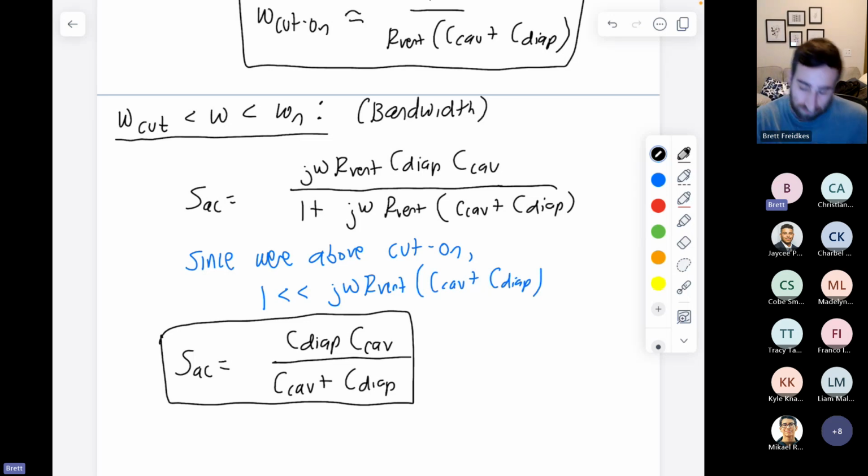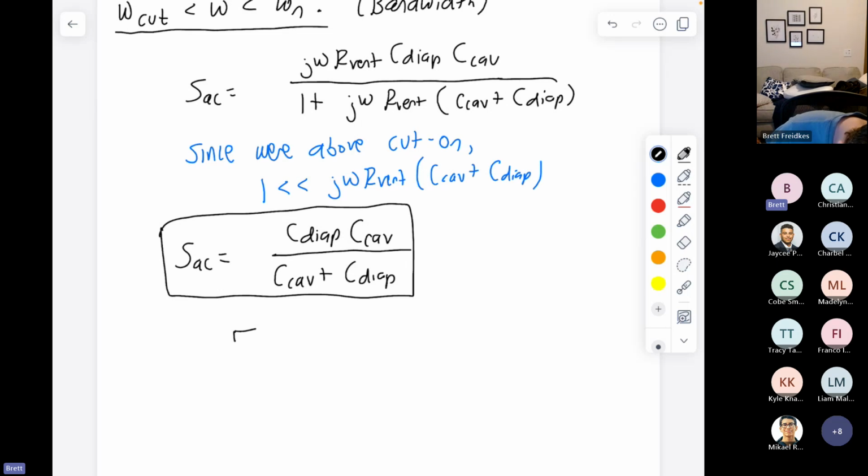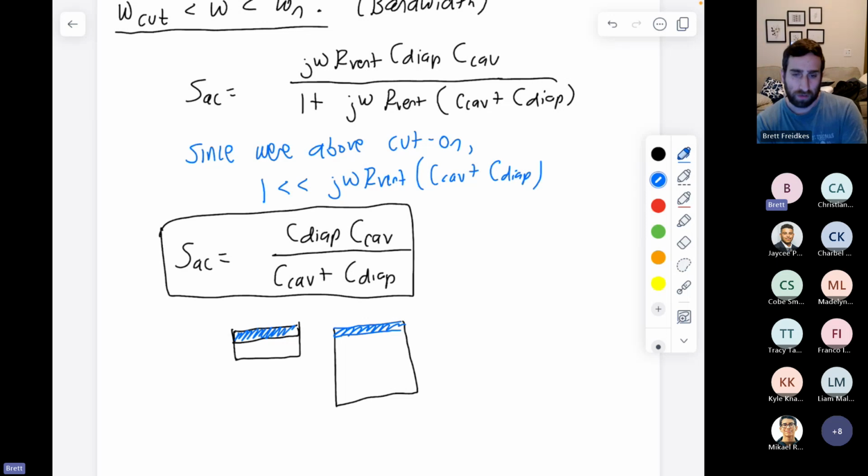If I have a cavity, let me draw 2 pictures and I'll see if you guys can tell me the answer here. Let's say here's my diaphragm. I'll draw my diaphragm in blue. And they're the same exact diaphragm, but different cavities. Which one do you believe is going to be stiffer, harder to deflect? The left one or the right one? Or does it not matter? The left one. Why is it the left one?